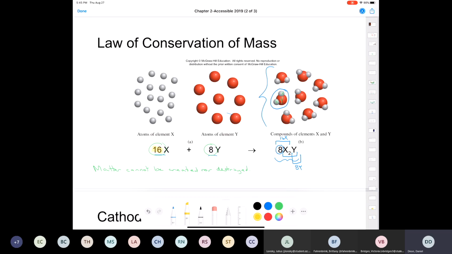Well, look at that. It's not magic. Look, 8 Y's, and we have 16 X's. So that's the law of conservation of mass.